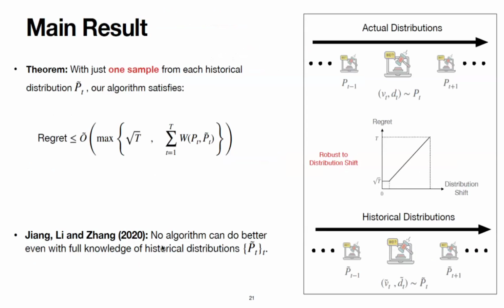So here's the main result. If there's just one sample from each historical distribution, that is P_t tilde, which is a perturbed distribution, our algorithm gets a regret which is the maximum of two numbers. One is square root T, which I have to suffer. The other is this Wasserstein distance between these two distributions. So if you recall the old plot, it got square root T when the distribution shift was 0 and immediately went to T. This one will remain at square root T until the distribution shift catches up. And after that, it linearly grows with the distribution shift. So this is what we mean by robustness to distribution shifts.